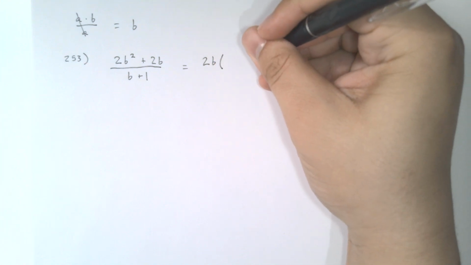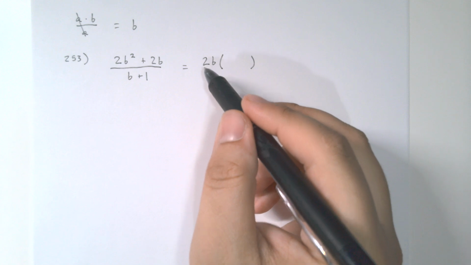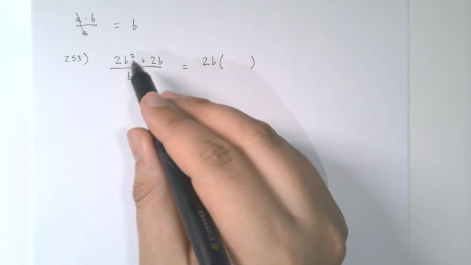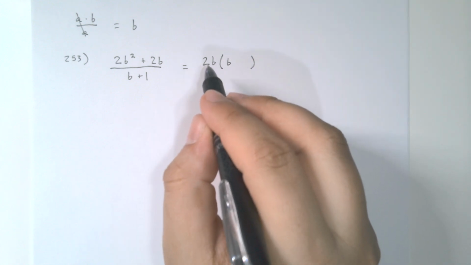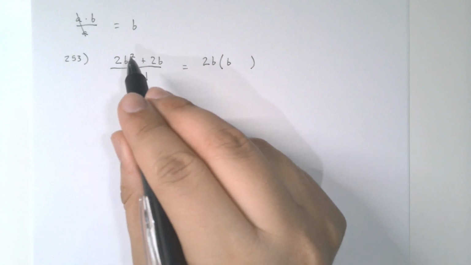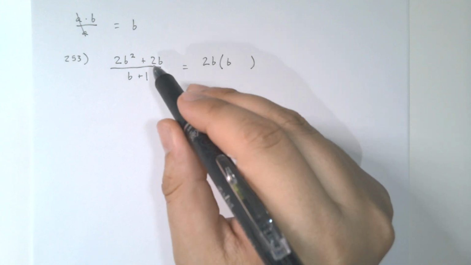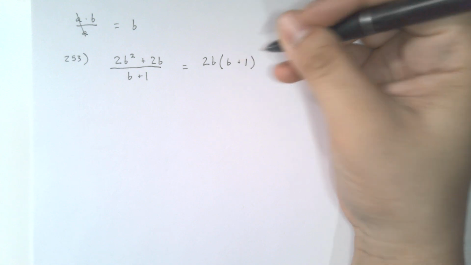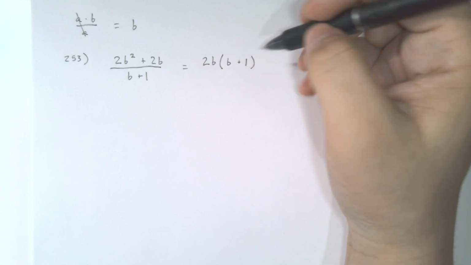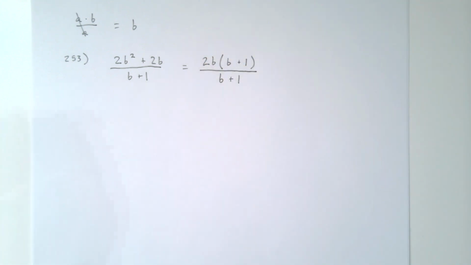So, since we factored out the greatest common factor, 2b, we ask ourselves, what 2b times what gets us back to 2b squared? That would be b, because 2b times b is 2b squared. And then we ask ourselves, 2b times what gets us 2b? Well, they're the same thing, so that has to be a 1. And we can't factor this any further. But now, we divide this by b plus 1 in the denominator.